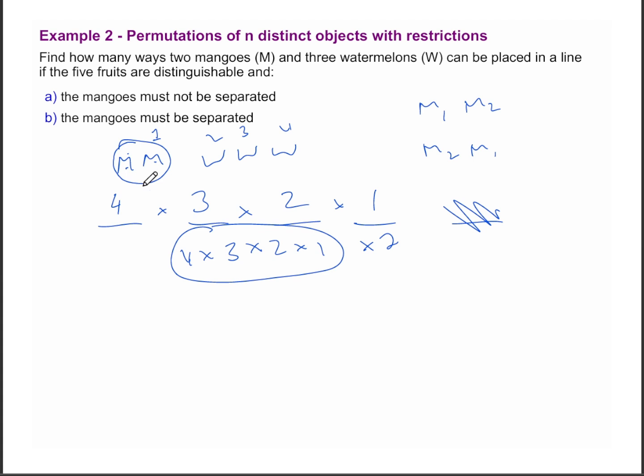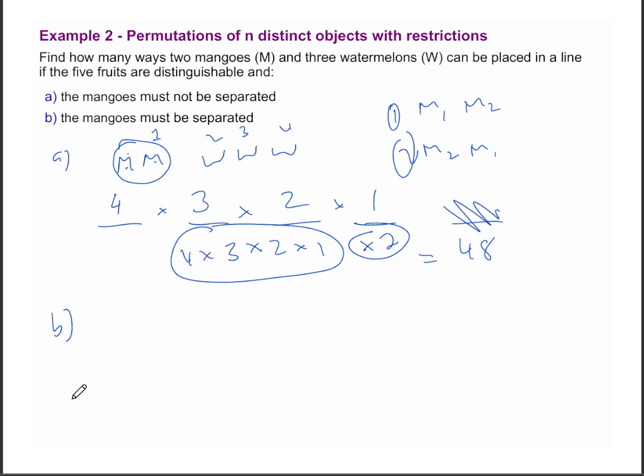4 objects, why? Because we group the mangoes together. But those 2 mangoes can also be switched. So that's why you multiply that by 2. There are 2 possible ways that the mangoes can be placed, which are these 2. And here what we get is 48. So there are 48 arrangements for part A.